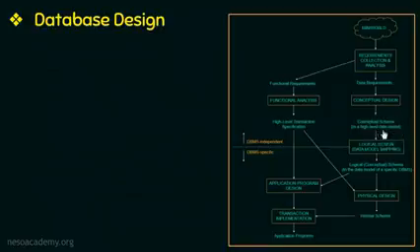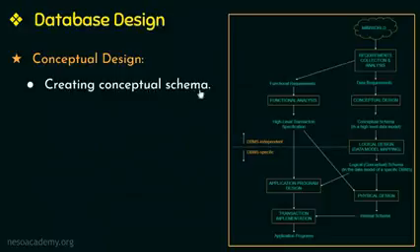We have already seen what a high-level or conceptual data model is. A high-level data model is a data model that provides concepts close to the way users perceive data, or how users see data. So using this model, a conceptual schema is created, and this particular step is called the conceptual design. This step is for creating the conceptual schema.